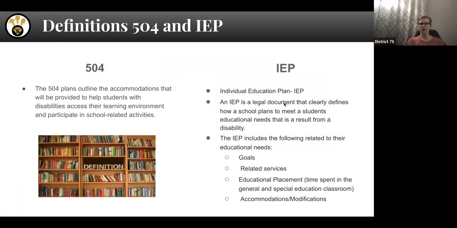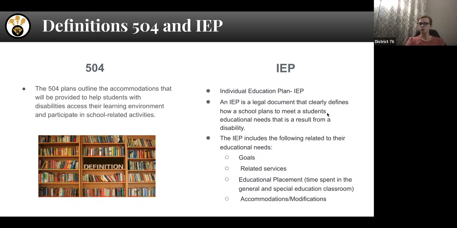So we want to first talk about what the definitions are. A 504 plan really outlines the accommodations to be provided to help students with disabilities across their learning environments and participate in school-related activities. Whereas an IEP, which is an individualized education plan, is a legal document that clearly documents how a school plans to meet the student's educational needs as a result of a disability.